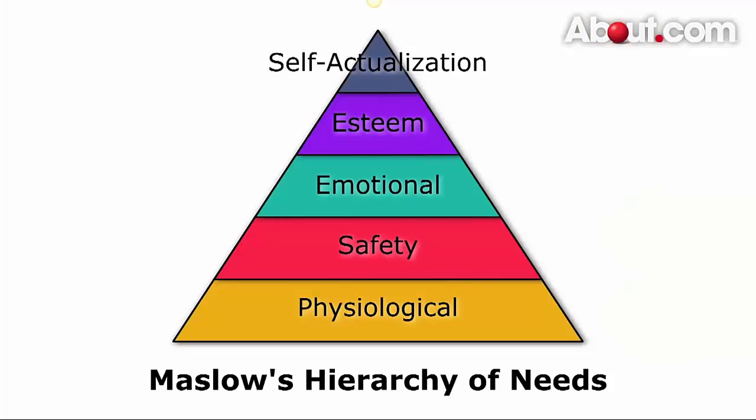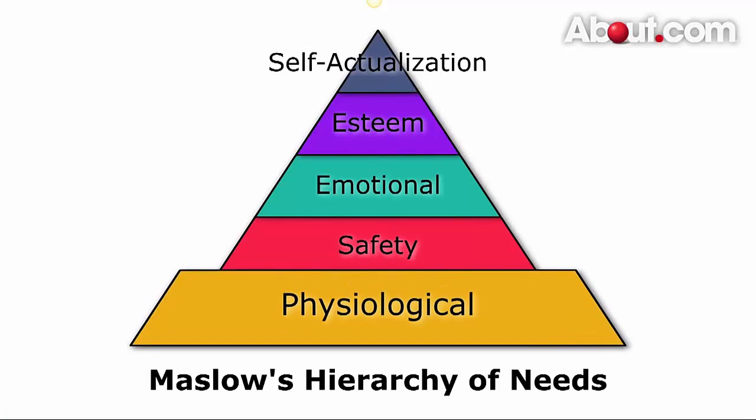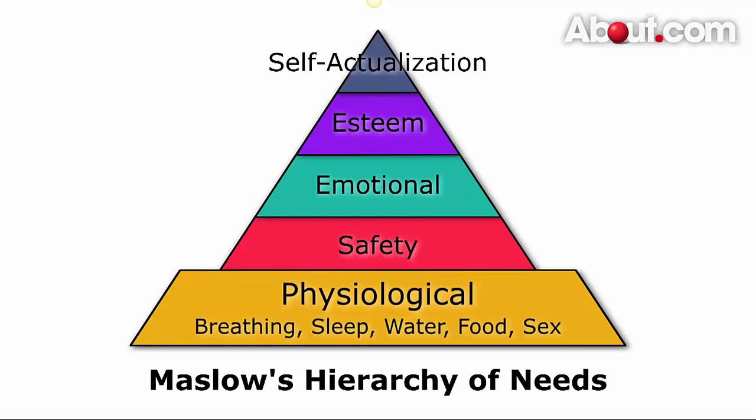So the bottom of the pyramid for Maslow's hierarchy of needs are our physiological needs, those needs that are required for us to sustain life. Breathing, sleep, water, food, and even sex are important for us because we want to perpetuate the species.